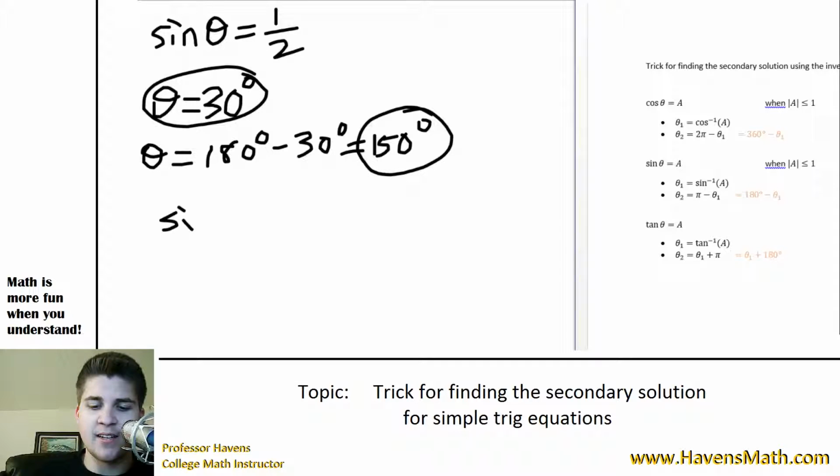Let's say we had sine of theta is equal to -0.9.